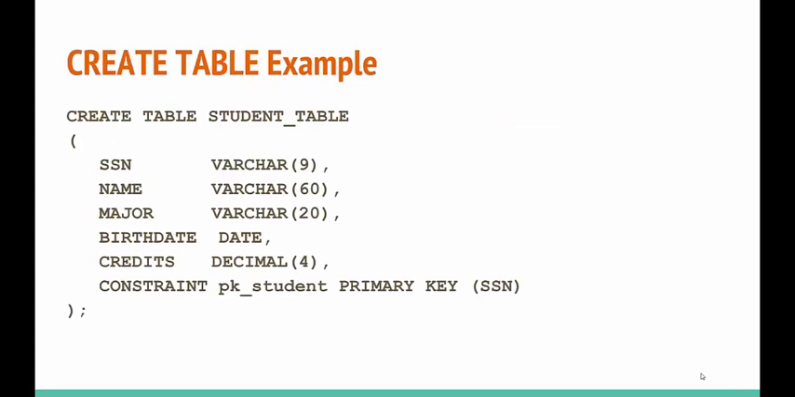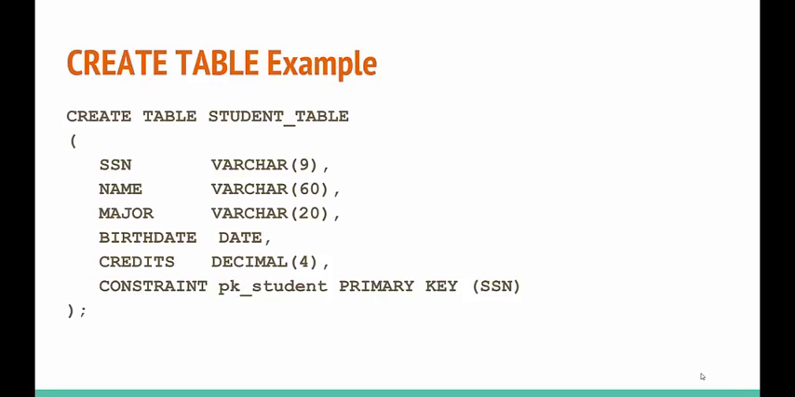Here's a very simple example using the idea of a student table like we'd seen before. Here in this create table statement, the name of the table is student underscore table. We have 5 fields: SSN, name, major, birth date, and credits. And we have one constraint. This constraint is named. It's named PK underscore student. And the constraint says that the primary key of this table will be the SSN field.